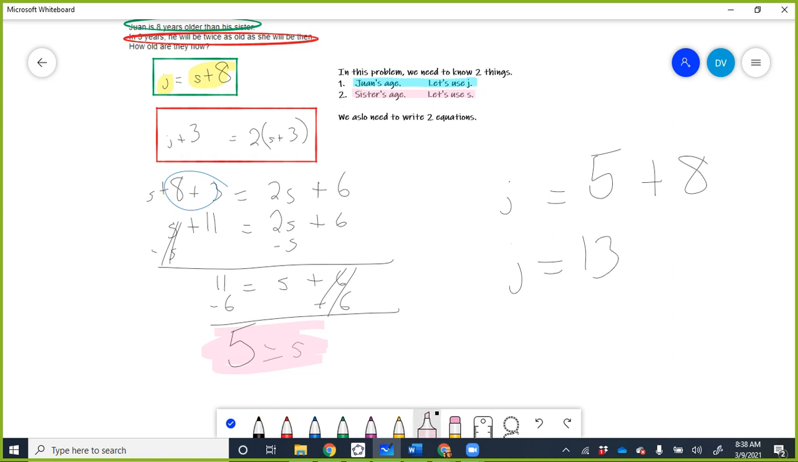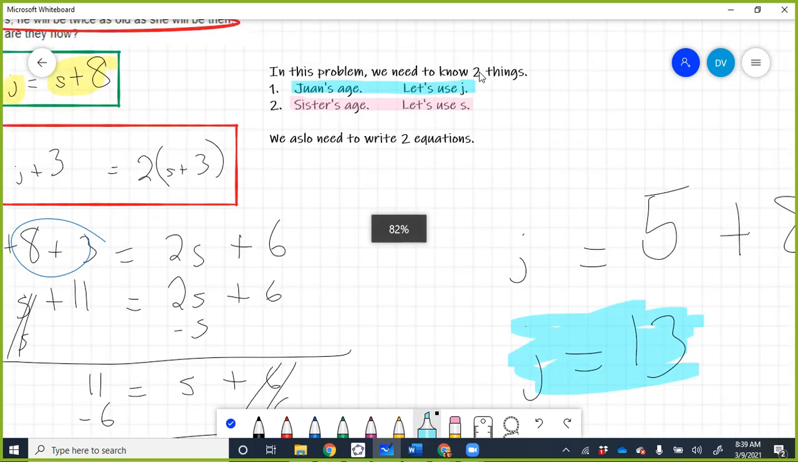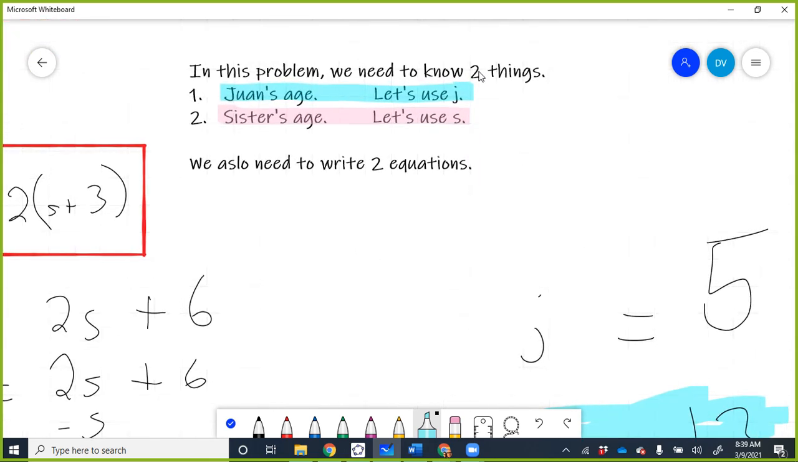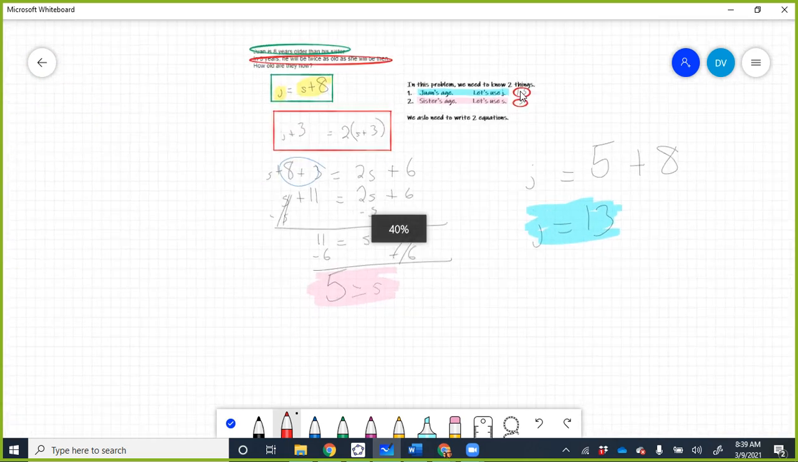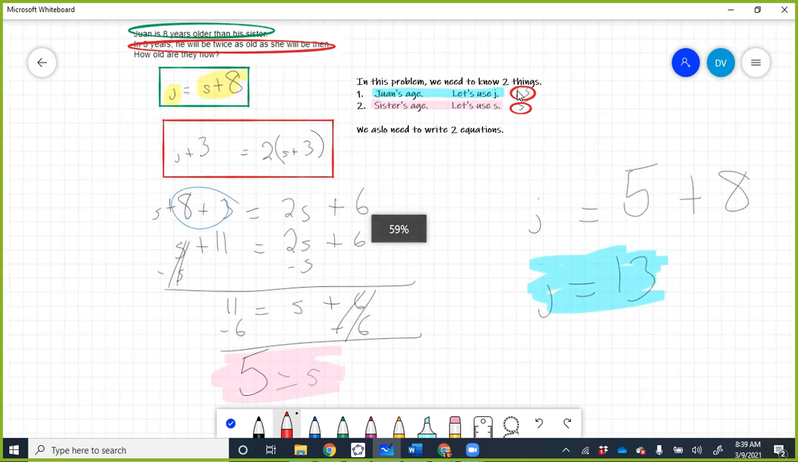I'm going to highlight that with blue, because that's the other answer that we said we wanted. So up here you can see that J is 13, right? And Juan is 13, and his sister is 5. Those are our two answers, 5 and 13. All right, and leave that so it's big enough to see.